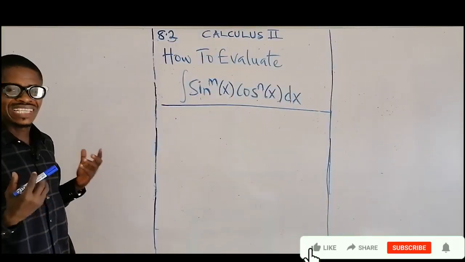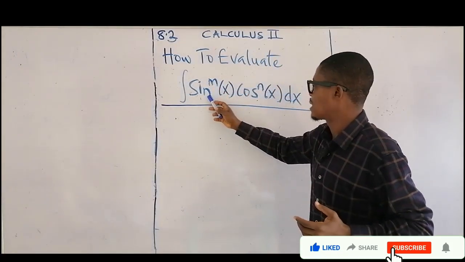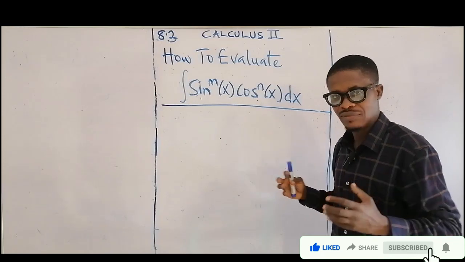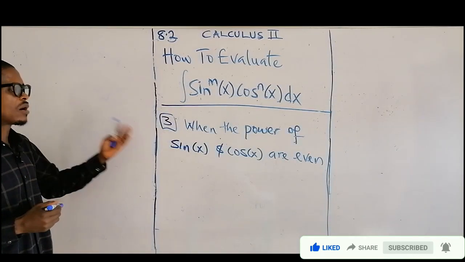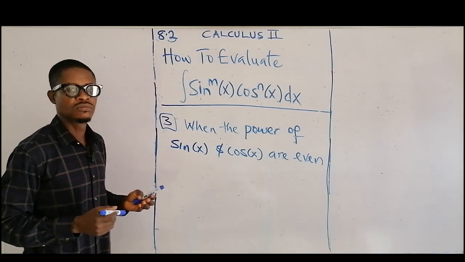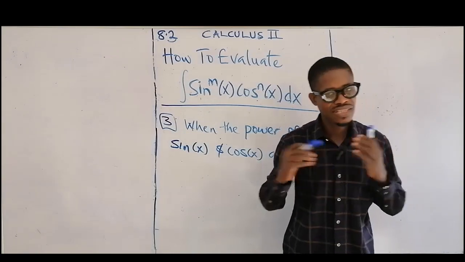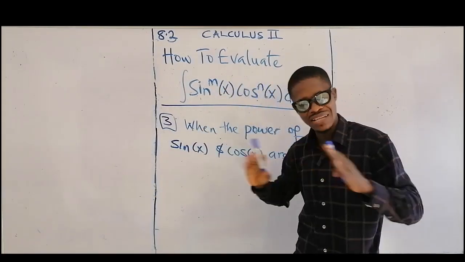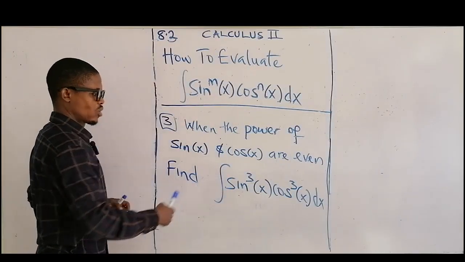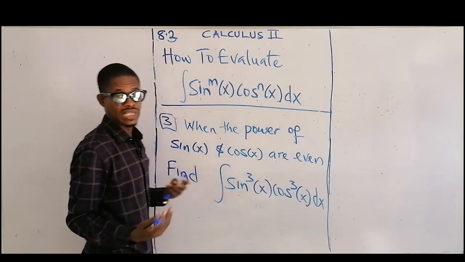We're looking at the third case where the power of both the sine and the cosine are the same. So this is the case we are looking at, where the power of the sine function and cosine function are even in the sense that they are the same. The m and the n are the same. In this question, the powers here are even, are the same.